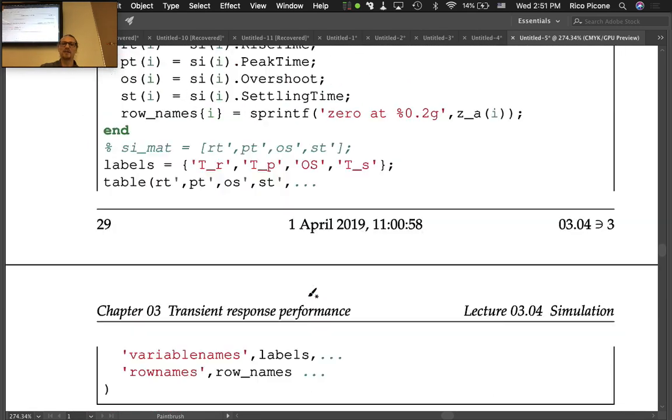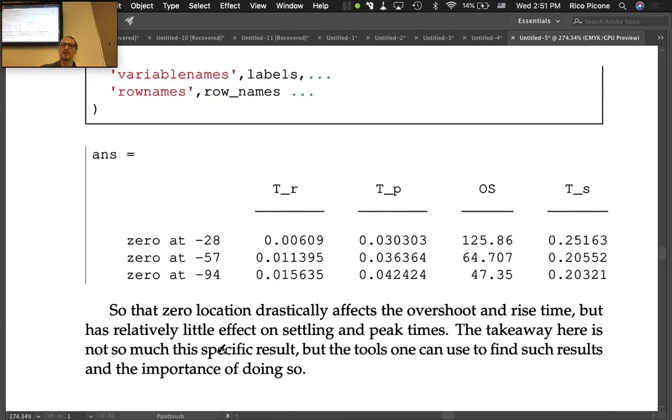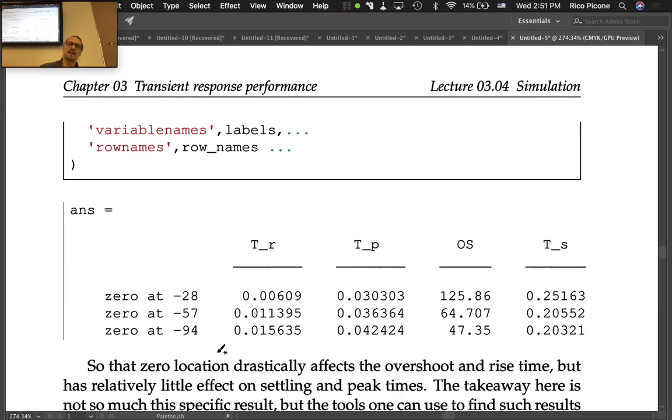And then I just print it out. So this gives you a way to print out a table nicely, and you can see here the rise times, peak times, percent overshoot, and settling time for the different zero locations. Notice that the percent overshoot is very affected by the zero location, and so is the rise time. Peak time and settling time, not as much.